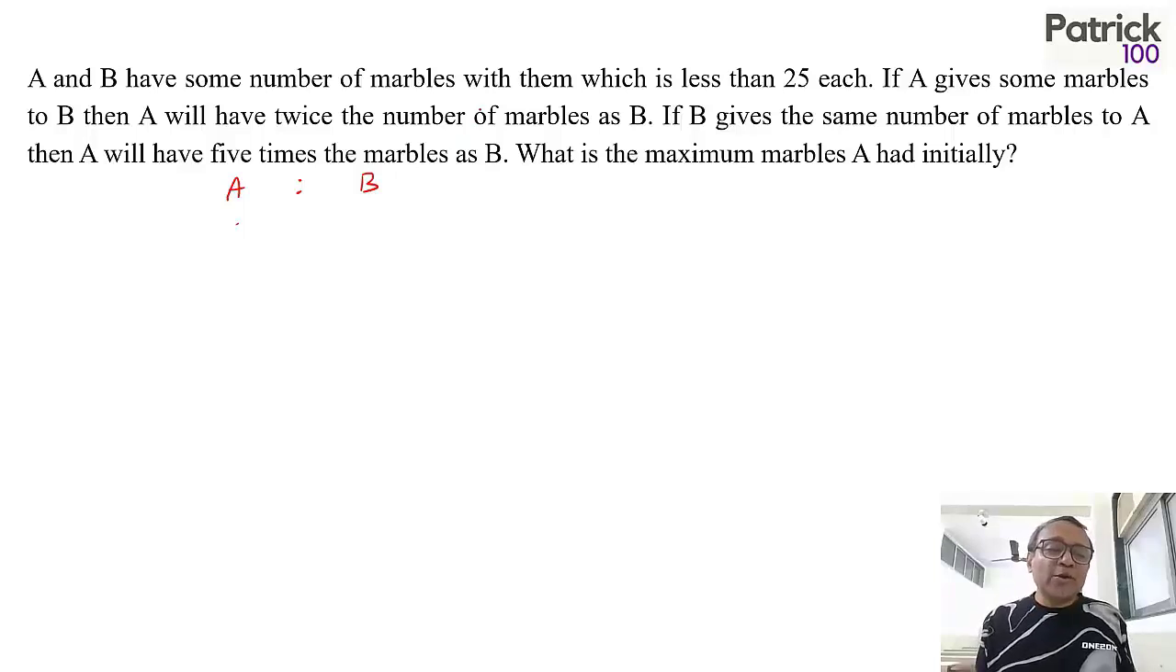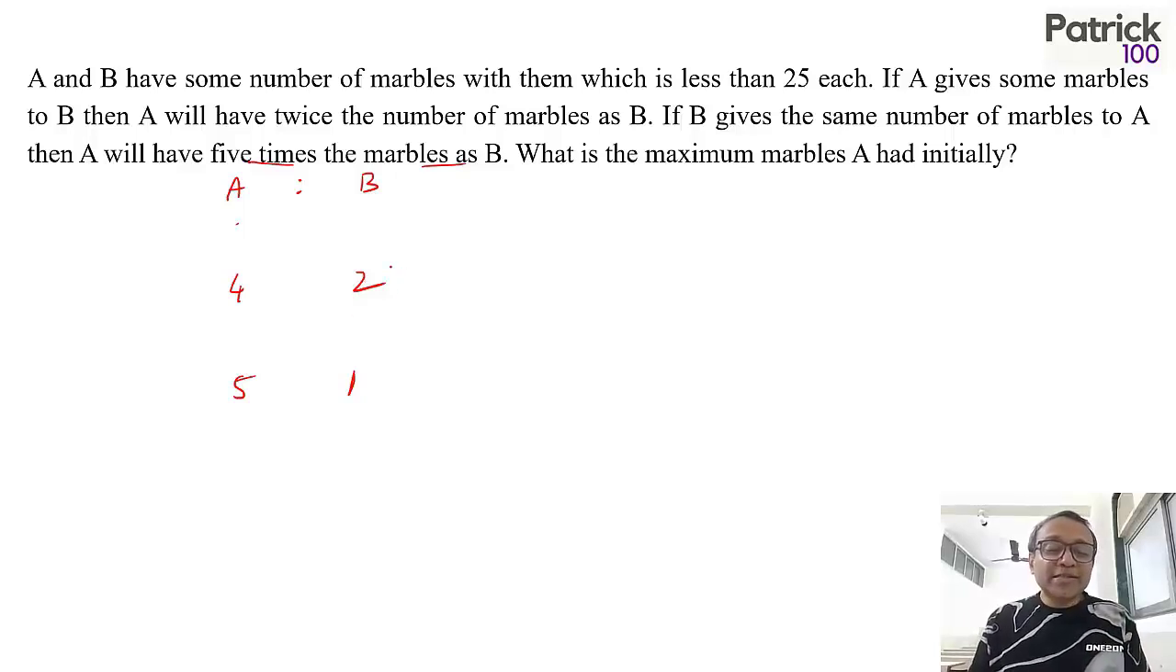So the first thing I normally do is add it up. A is 2, B is 1 in the first case, so the total should be a multiple of 3. In the second, A is 5 times B, so A is 5, B is 1, and the total should be a multiple of 6. So let me assume there are 6 marbles. Then A will have twice of B, 4 and 2, after the first exchange, and A will have 5 times of B, that is 5:1, after the second, assuming the total is constant.